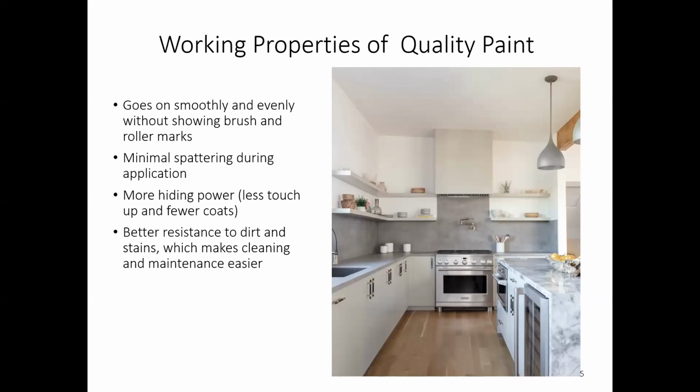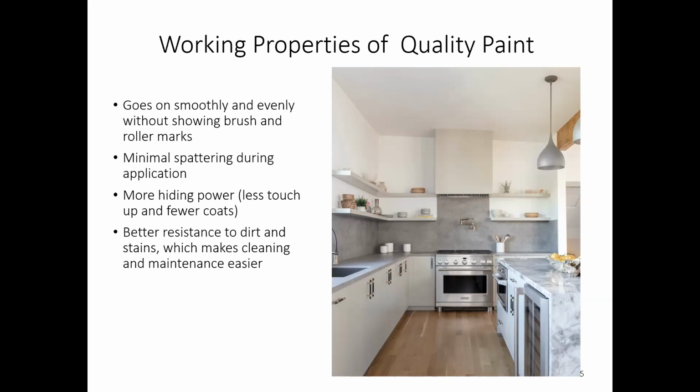So, the properties of quality paint. Well, it goes on smoothly, and you don't want to see roller marks. Spattering is such a huge problem. If you've got a paint that spatters a lot, that's a problem. Plus, it gets all over the person who's painting too. I've had that happen to me. It's always in my hair for a week. So you really don't want spattering.